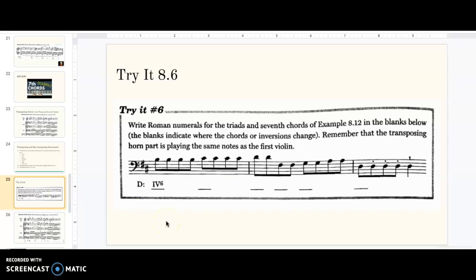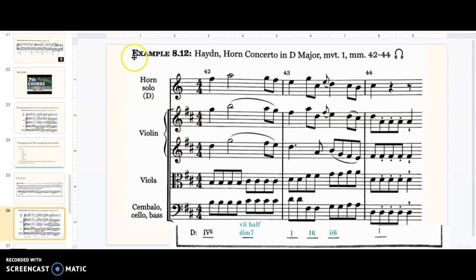So here we have Try It 6, where it's asking us to basically analyze chords that include a transposed instrument. On the next slide, I have this expanded. So here we have what we saw before, where we have a horn in D, which is a transposing instrument, and then we have these concert-pitched instruments: the violin, viola, cembalo, cello, and bass. So what you see is what you get for the bottom 3 instruments. But for horn in D, you'll notice that because it's transposing, it's offset by a whole step.